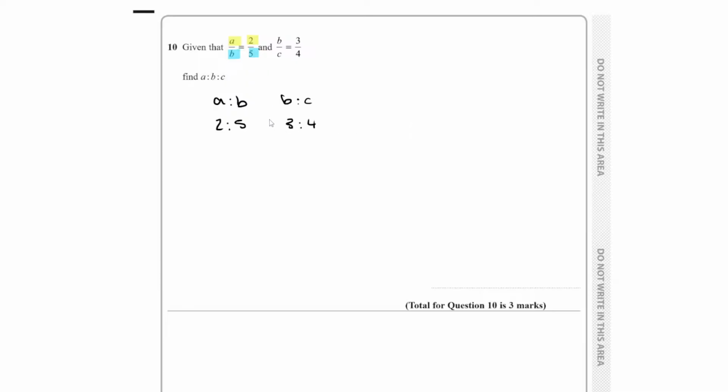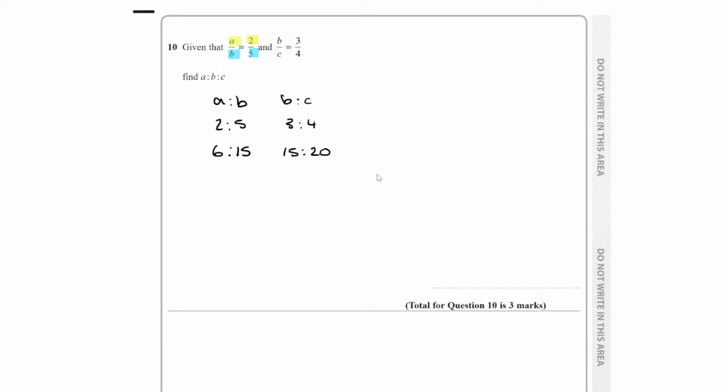Exactly. And then I just went, well, I need to combine the B's because they obviously both have B's in them. That's where it overlaps. But they're not currently the same scale. So I need to find the lowest common multiple, which is obviously 15. So the first ratio, to get to 15, I have to times by 3. So do that on the other side. And the second ratio, to get to 15, I have to times by 5. So do that on the other side.